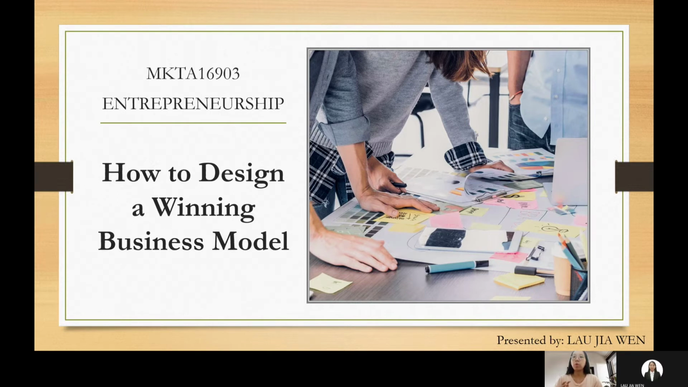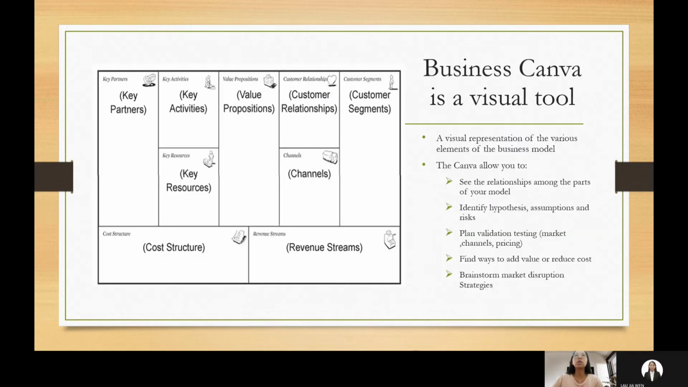One of the things that we must understand is the business canvas. The business canvas is a visual tool that represents the various elements of the business model. The canvas allows us to see the relationships among the parts of the business model and helps to identify the hypotheses, assumptions, and risks in order to plan the validation, testing the market, channel, and pricing. It also helps to find a way to add value or reduce cost and brainstorm market direction strategy.